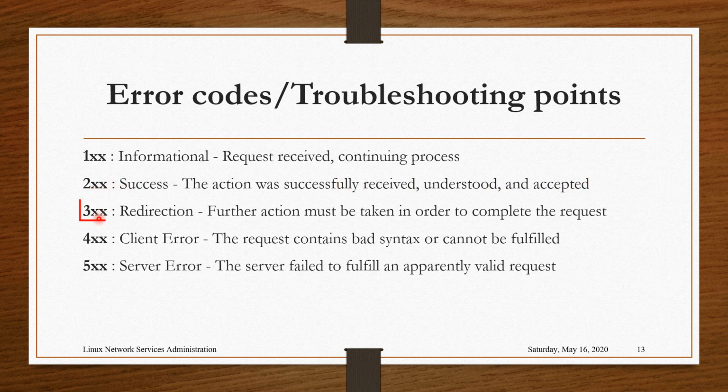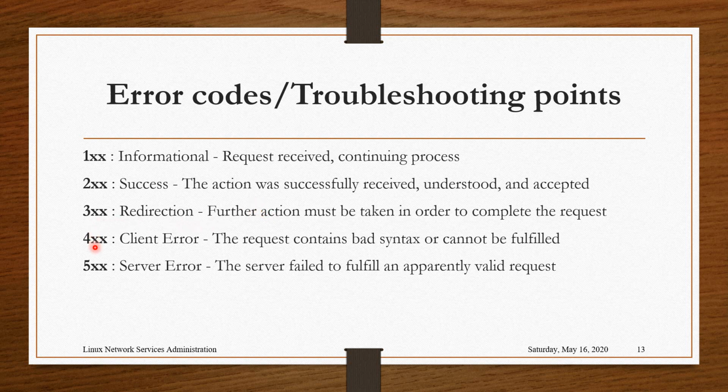Now the number starting with 3 and the remaining two digits can be 00, 01. What it means is that it is redirection. Further action must be taken in order to complete the request. Now if we get such errors, then we have to again do some of the incomplete actions in order to complete the request.